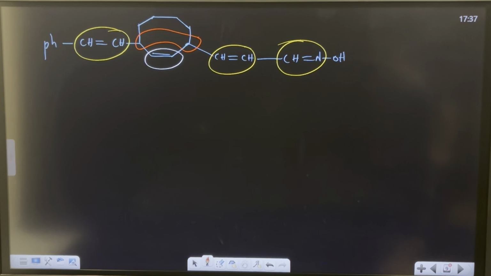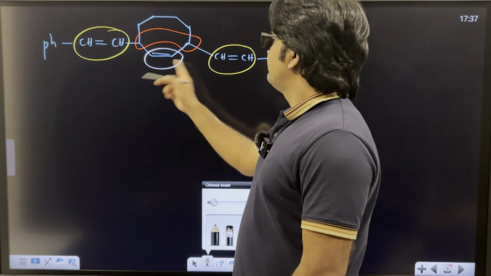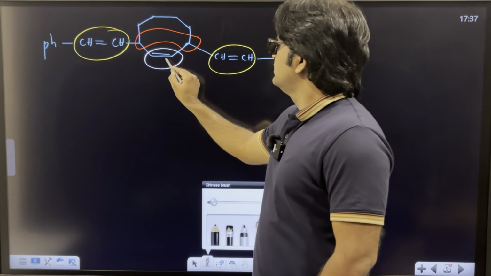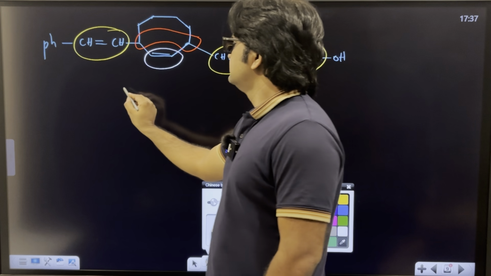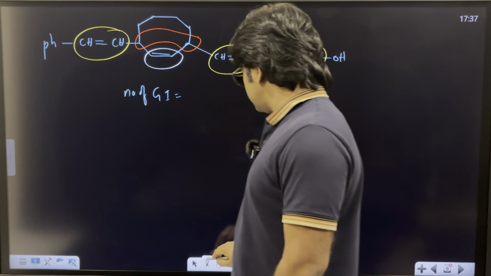That combination can also show geometrical isomerism. Ring system. Totally we have how many segments? 5 segments are there. 1, 2, 3, 4 and 5. Number of GI equals to, what is the formula?